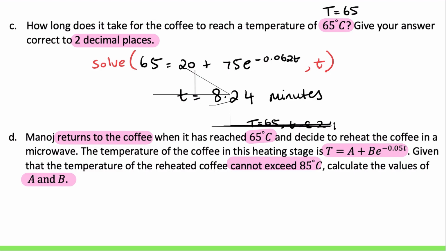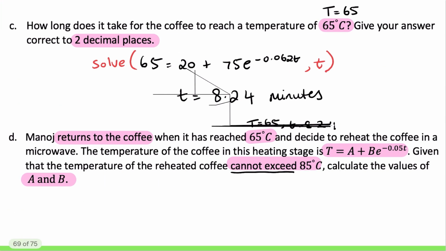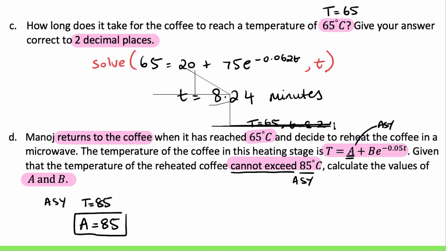The next thing is this idea that it cannot exceed. Hopefully you can recognize that it's similar to the idea that if left unattended, it can't exceed. So we're talking about the long run, over time. This would imply that 85 degrees is in fact the asymptote. So the asymptote is at capital T equals 85, which would imply that our A, the asymptote part of the equation, would be 85. Okay, so that's our first bit that we can find out.